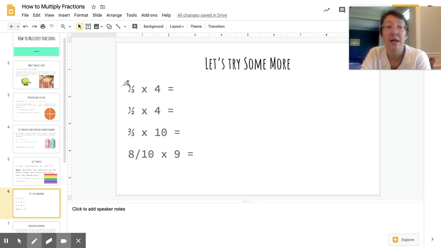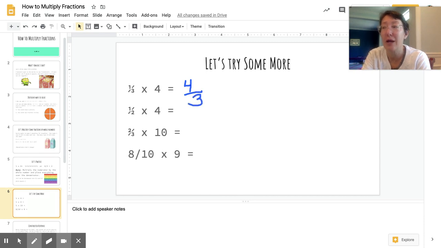I don't want to do that. You can do that if you would like, but it takes up so much space and it's a lot of writing. So I'm going to remember my rule: the numerator times the whole number, which would be 4. And then I put it all over the denominator, which is 3.